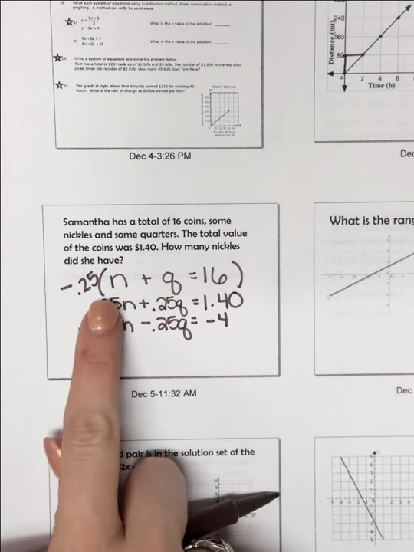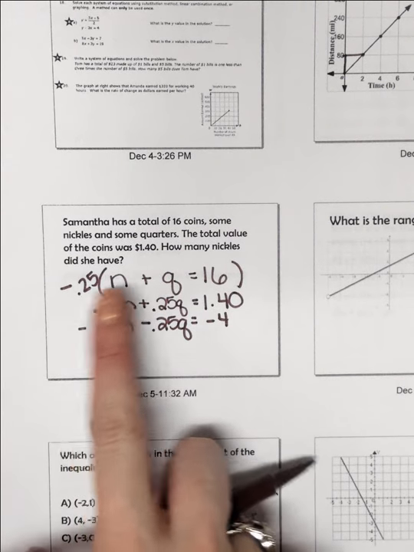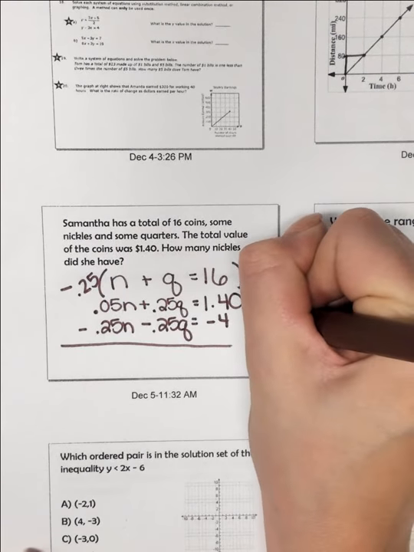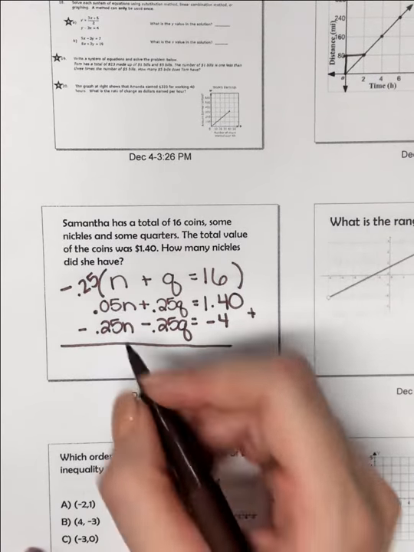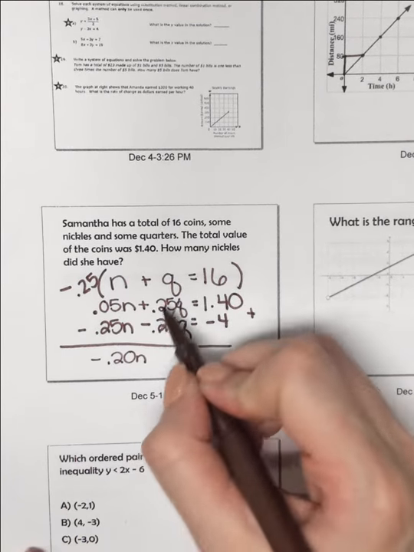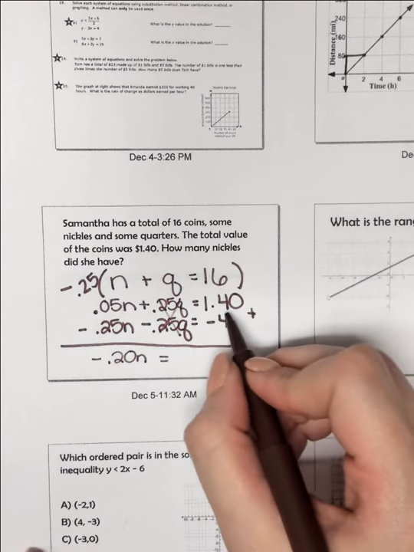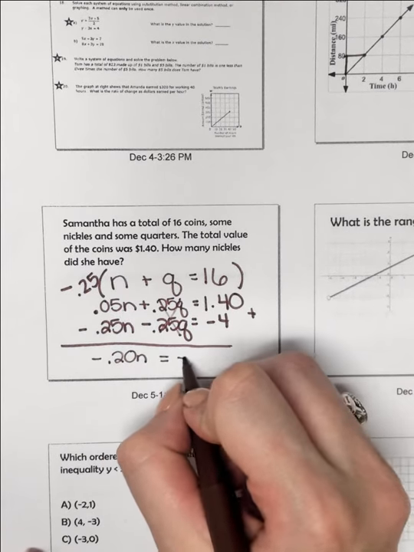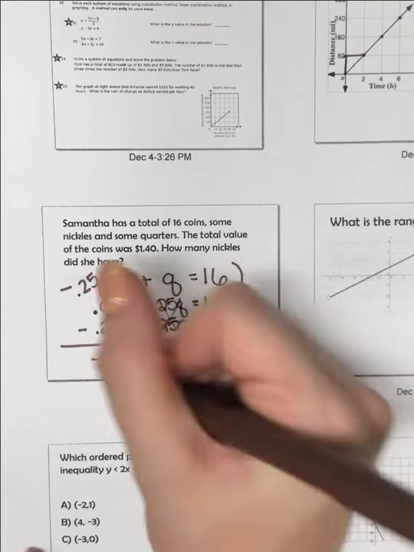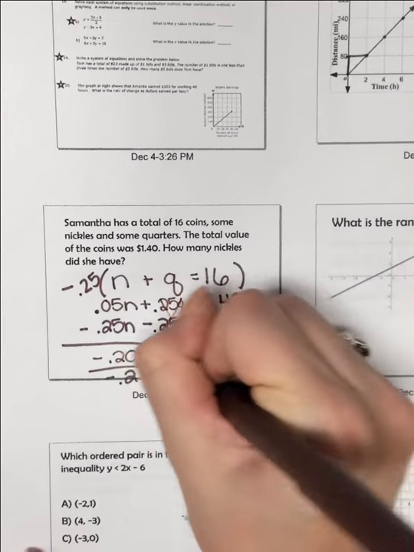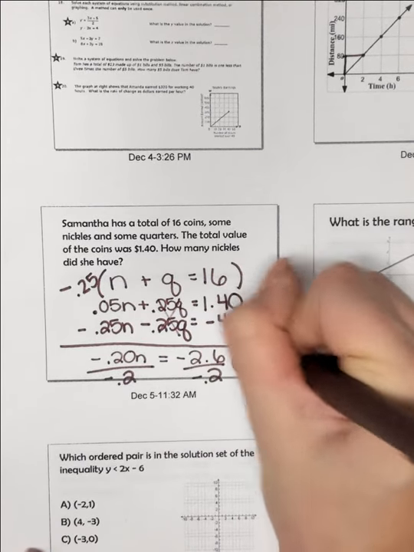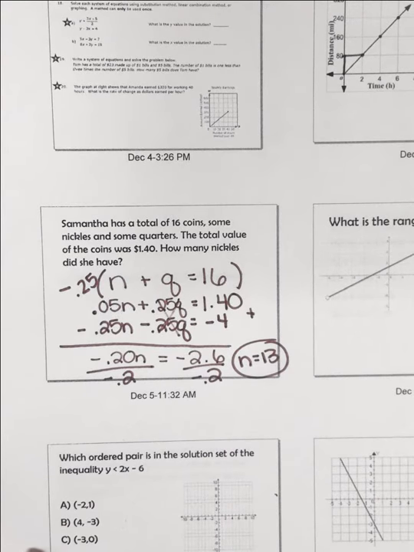Negative 0.25n, negative 0.25q equals, and that would be a negative 4. Now I can eliminate. This plus this is negative 0.20n. The q's are gone. 1.4 plus a negative 4 is a negative 2.6. Final step, divide by negative 0.2. So n equals 13. There are 13 nickels.